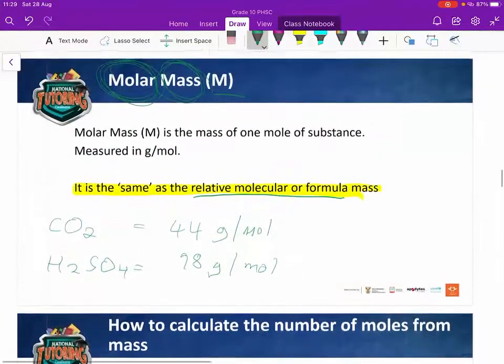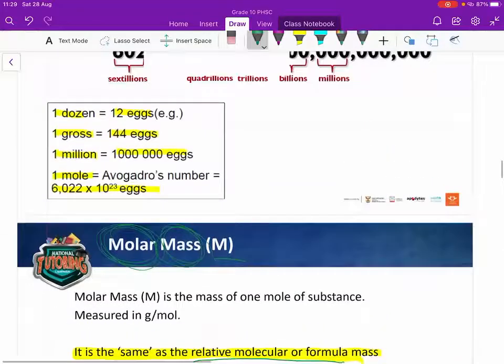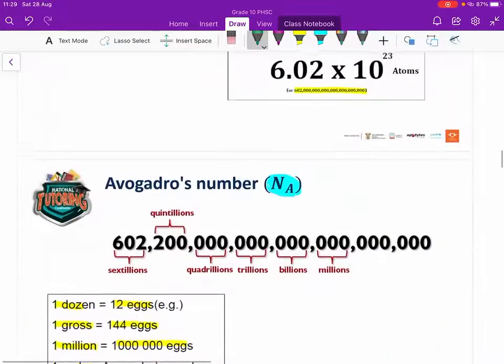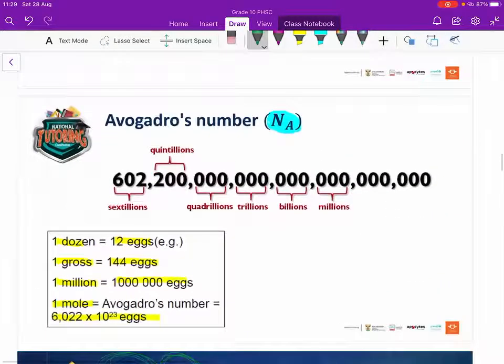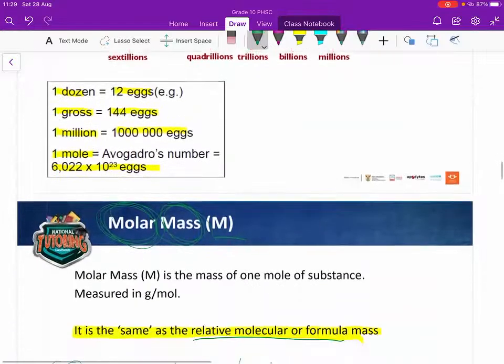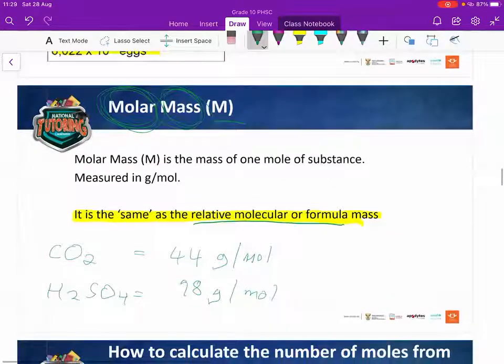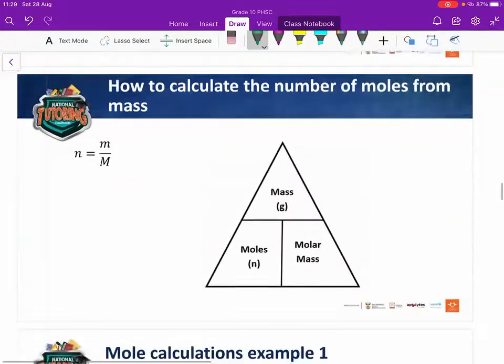So now we know about the mole concept. It's the amount of substance, that big number. Now we know about molar mass. It's the mass of 1 mole. Now we can start to calculate the number of moles in a certain amount of substance that we have. And we're going to use this formula. N is equal to little m divided by big M.